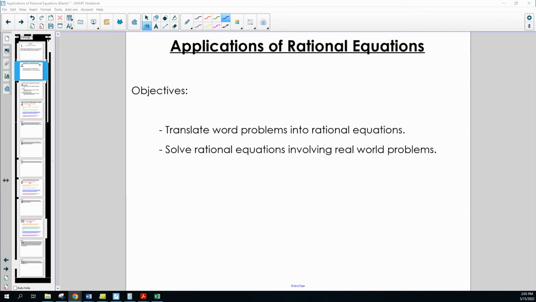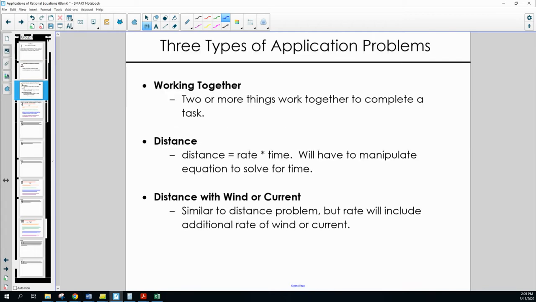In this lesson, we're going to be looking at applications of rational equations. We're going to be translating word problems into rational equations and then solving those equations. When dealing with applications of rational equations, there are three main types of problems that we'll see. The first one is a working together problem, where two or more things work together to complete a task.